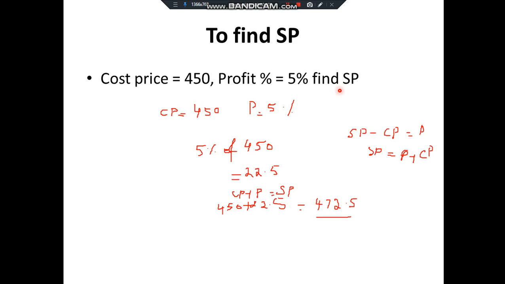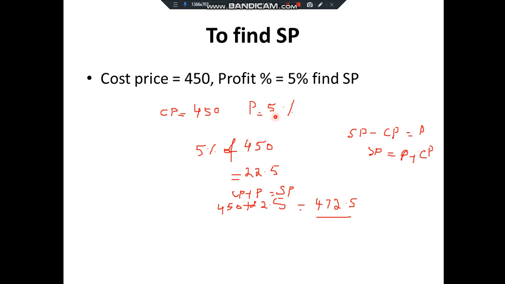So just imagine, we know how a profit is got. Profit is obtained by subtracting cost price from selling price, right? So selling price is equal to profit plus cost price. First we have to find the profit. How can we find profit? They have already given the profit percentage is equal to 5% and cost price is 450. So 5% of 450 will give the profit, right?